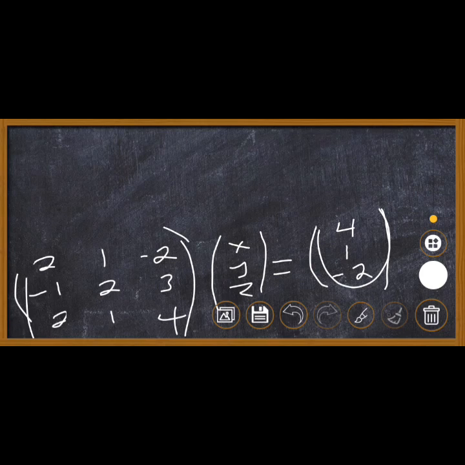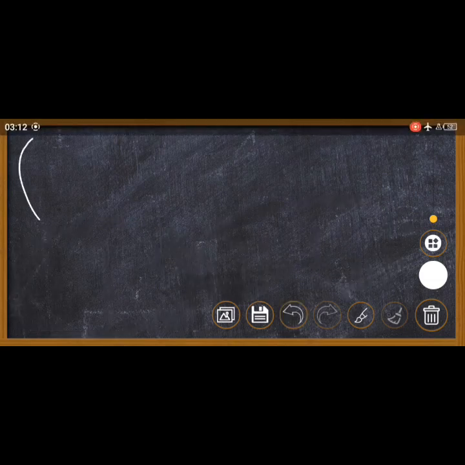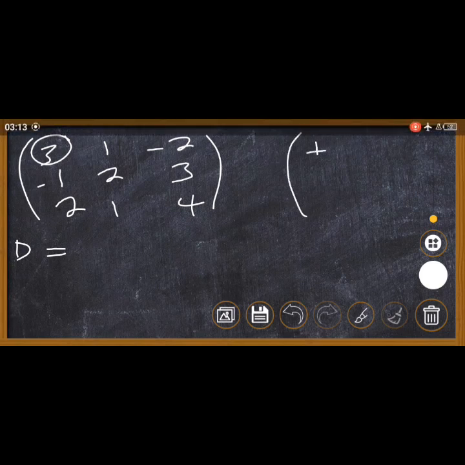So let me find the general determinant for this. I will just write this and then get rid of this for now. So in this case we had 3, negative 1, 2, 1, 2, 1, and then negative 2, 3, 4. Okay, so to find the determinant of this, let me just write a D here to represent the general determinant.